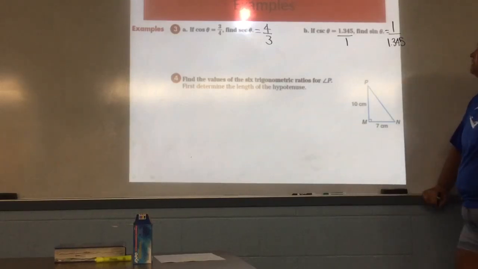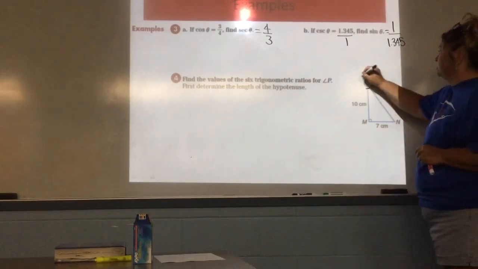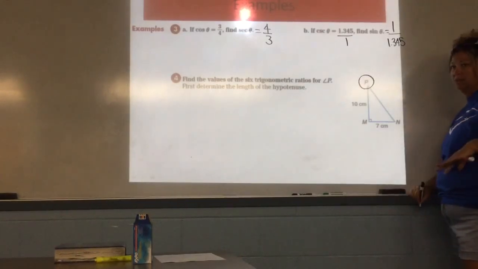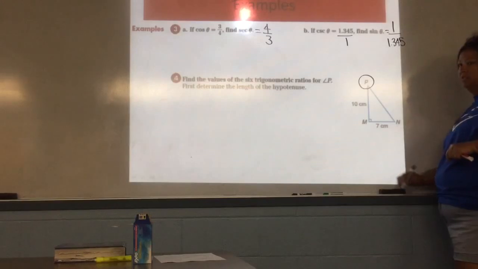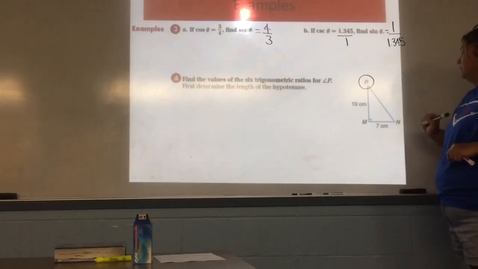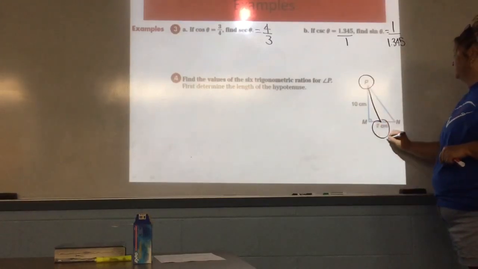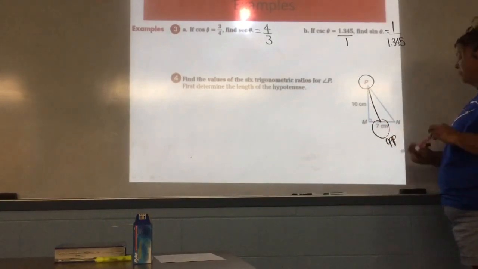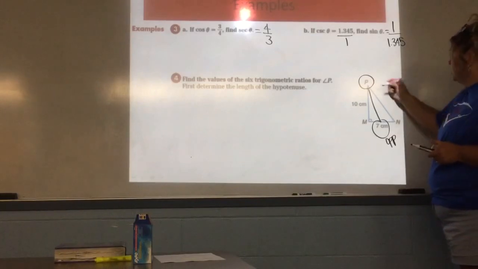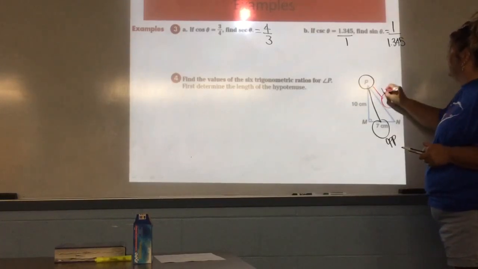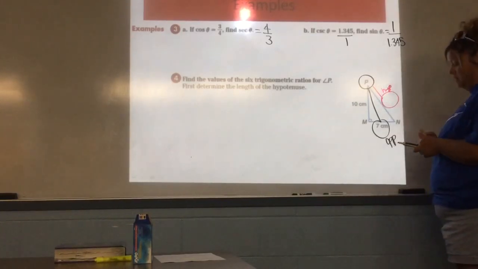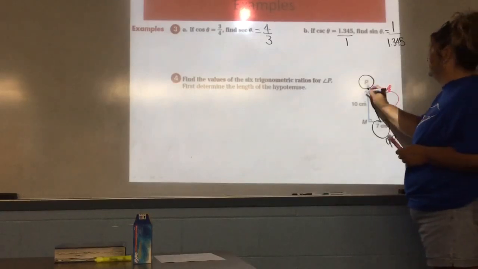All right, so let's find the values of the 6 trig ratios for angle P. So I'm going to circle this one, and then I'm going to start labeling my triangles. I always do opposite first. What's going to be opposite? 7. Where's the hypotenuse? It is missing. So there's my hypotenuse. So what is 10 then?